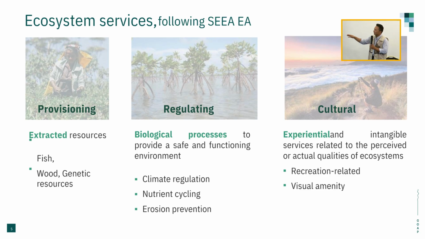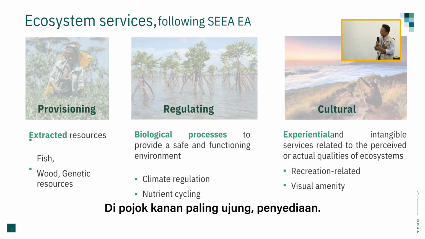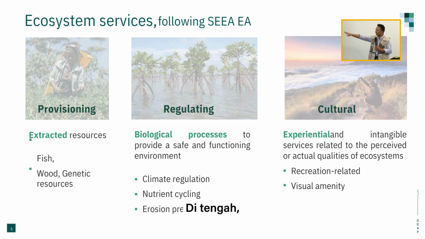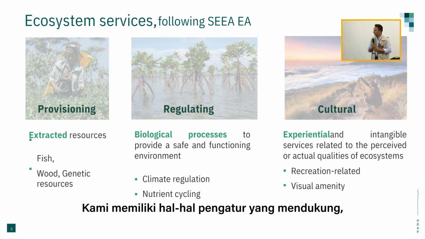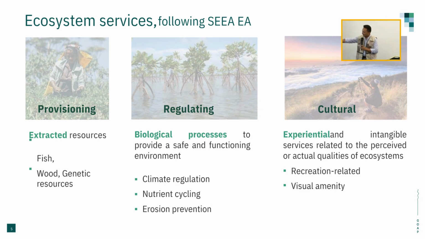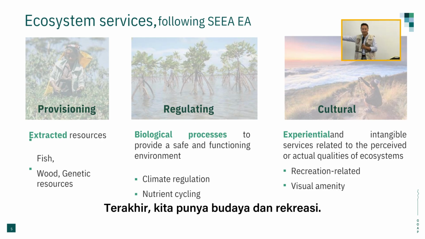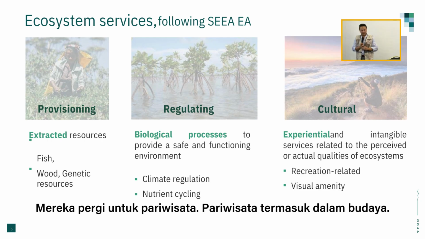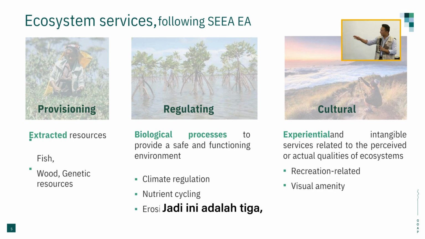A few more. So on the far right, is that penyediaan? The provisioning. We have, for example, the physical resources, fish, wood. In the middle, we have regulating, things that support a healthy environment. So climate, so carbon, nutrient cycling, preventing erosion, for example, or abrasion. And then finally, we have cultural, so recreational, for example. Some people spend a lot of money, they go to coral reef, they go for tourism. Tourism would be under cultural. So these are the 3 types that we're going to look at.